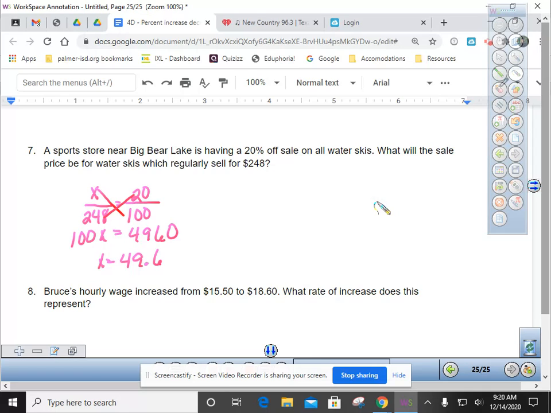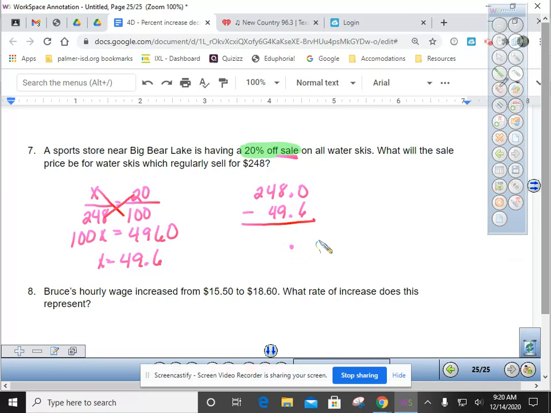We're going to add it. Oh, I know, you subtract it. Why are we going to subtract it? Because it says off. That's right. So we're going to take 248 and subtract 49.6. We hit a whole lot of columns, didn't we?